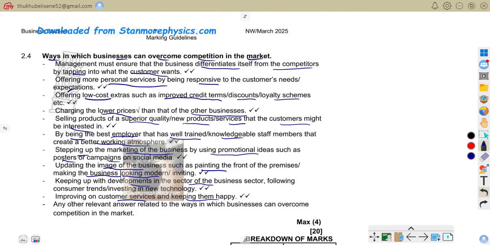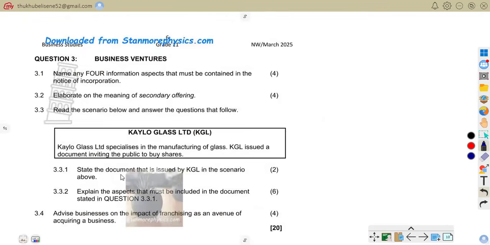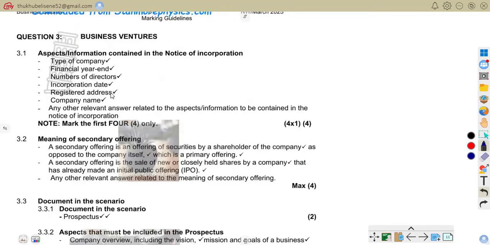So that is that. Now let's quickly go to question 3, good people. Question 3 says, name 4 information aspects that must be contained in the notice of incorporation. So let's quickly go there. These are our answers, aspects or information contained in the notice of incorporation.